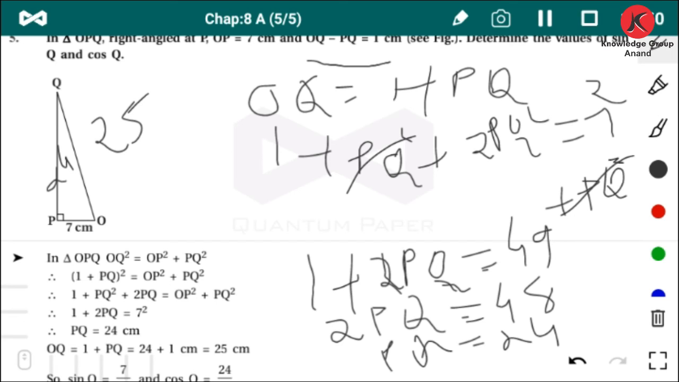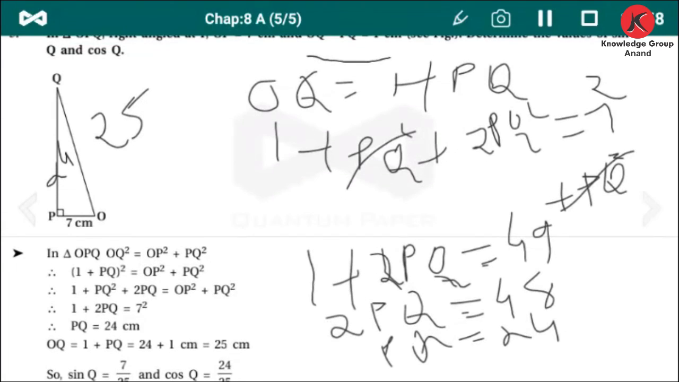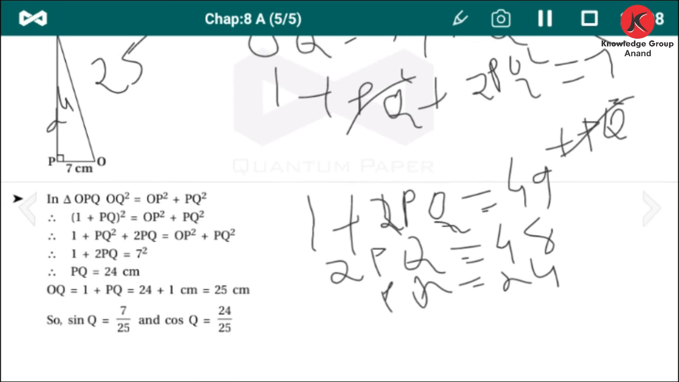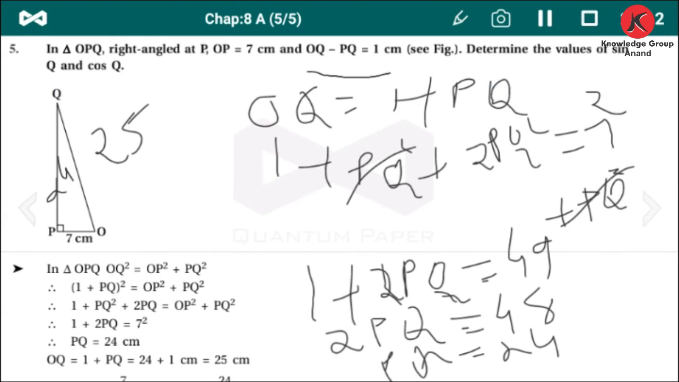Now we find the value of sin Q and cos Q. Sin Q is opposite upon hypotenuse, 7 upon 25, and cos Q is adjacent upon hypotenuse, 24 upon 25.